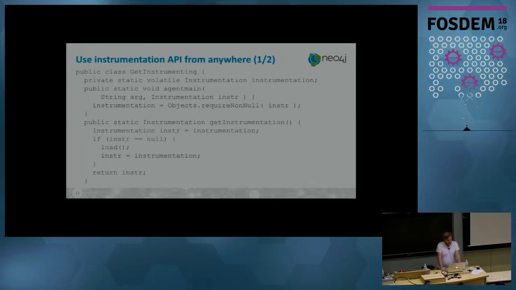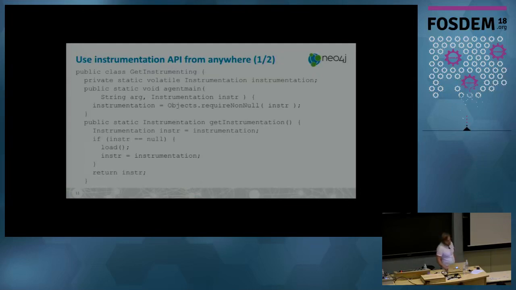So the getInstrumentation method will look at a field. If it's not assigned, it'll load this class as an agent, which will assign the field, as we see in the agent main method, and then return it.